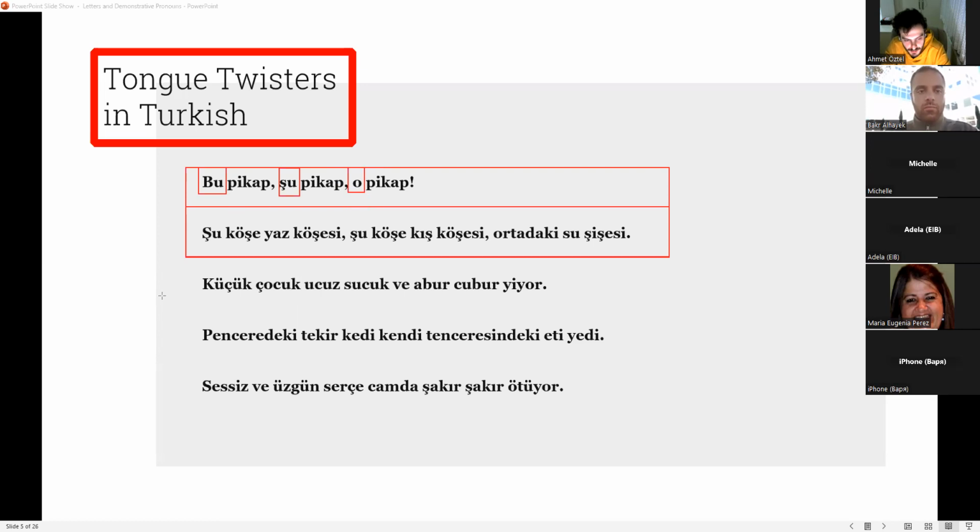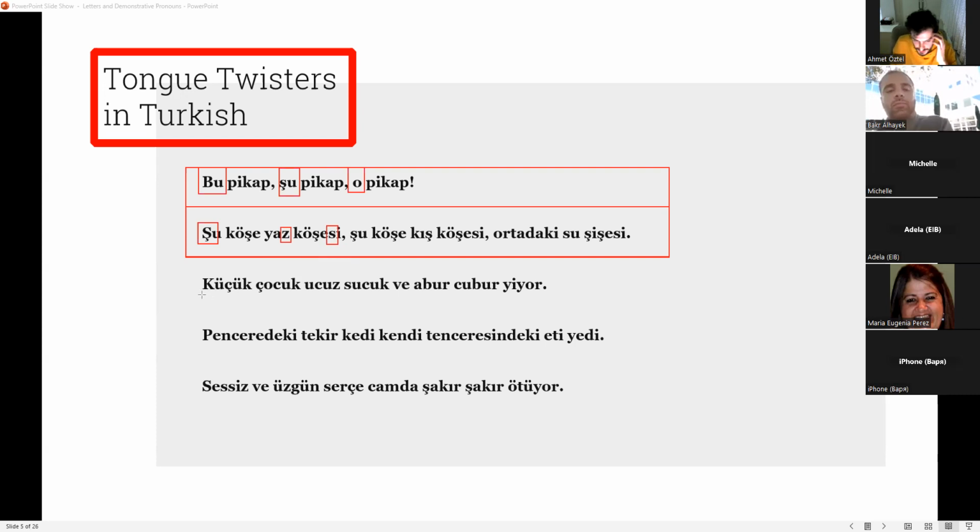And then the other tongue twister: şu köşe yaz köşesi, şu köşe kış köşesi, ortadaki su şişesi. So all the sh sounds and all the s sounds that I make, these are going to be sharp. And the word yaz is going to be soft. Şu köşe yaz köşesi, şu köşe kış köşesi, ortadaki su şişesi.